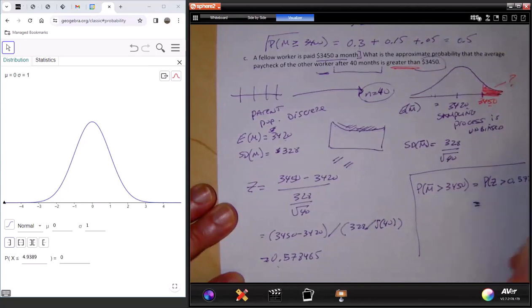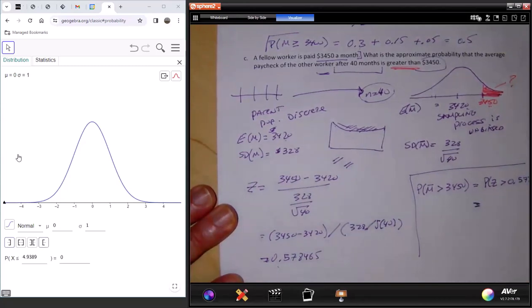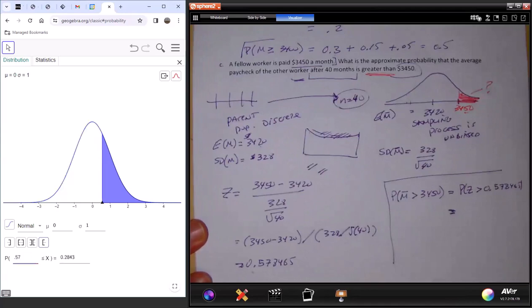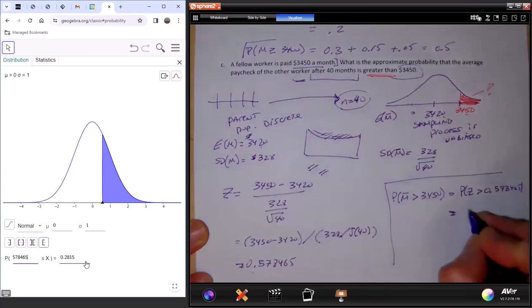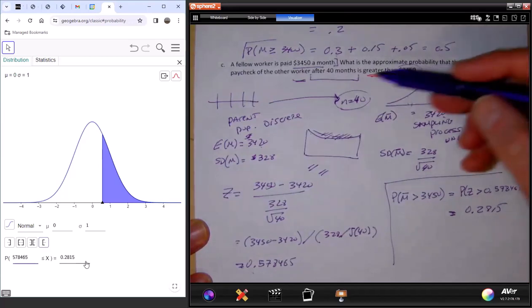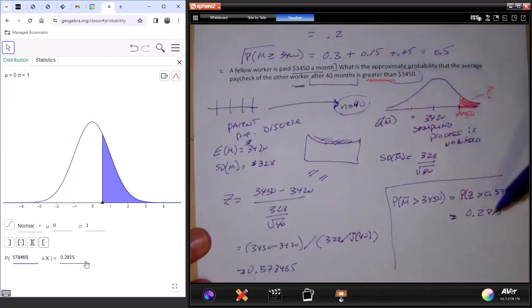And now I'm going to come into GeoGebra and type that in and go greater than. Enter my z, which is 0.5784. And again, I don't think this is going to register that many decimal places anyway, but I want to be safe. And when I do that, I get 0.2815. So there's about a 28.15% chance of seeing a paycheck over 40 months beating or equal to 3450, which is this other person, or greater than that. So he's got a pretty good chance of beating the other person.